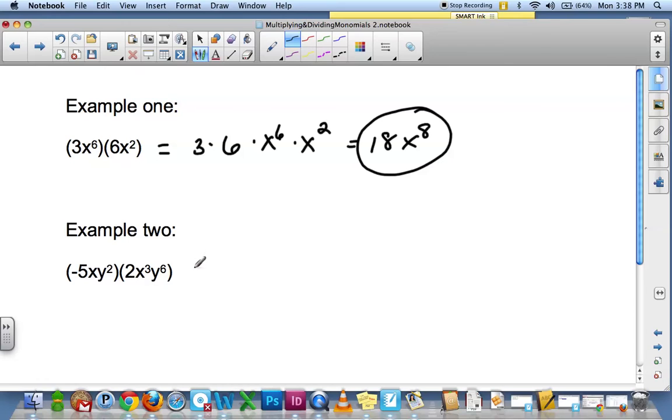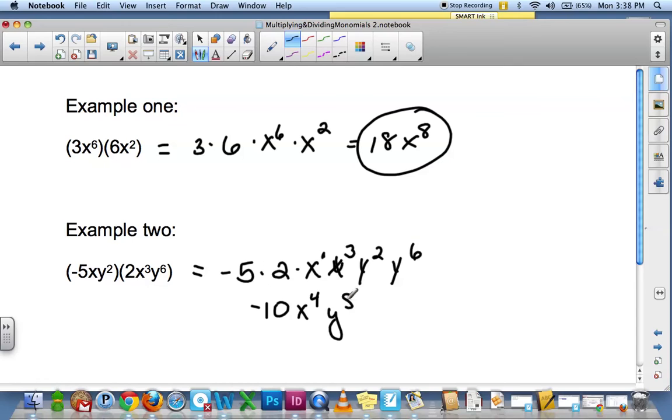Same concept in example number 2. So you're going to have negative 5 times 2. Again, just reorganizing. So regrouping everything, and that's supposed to be an x. So now I've got negative 10. I add up the number of x's. X with no power is just to the 1 power. So I have 1 plus 3, which is 4. And I have my y's. 2 plus 6 is 8. Okay, that's my simplified answer.